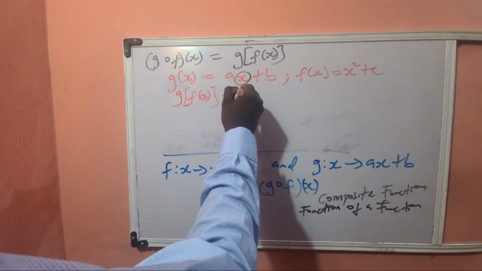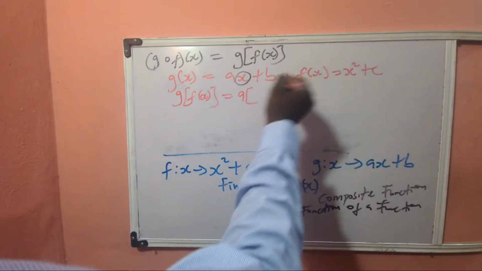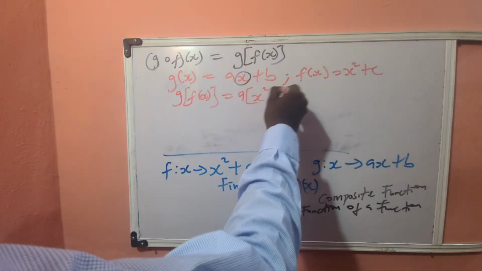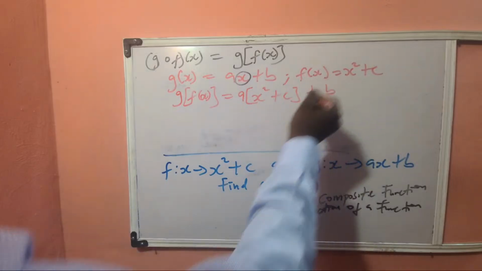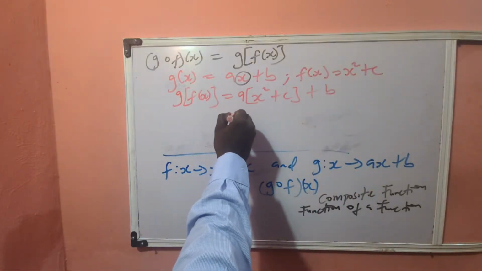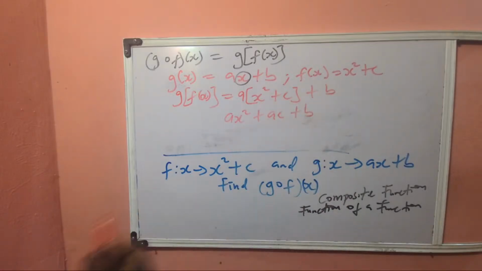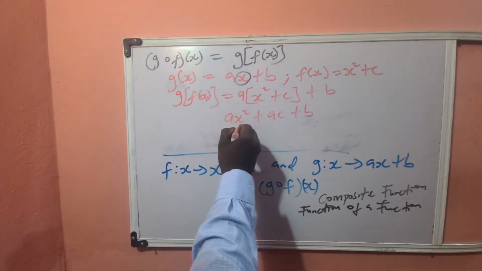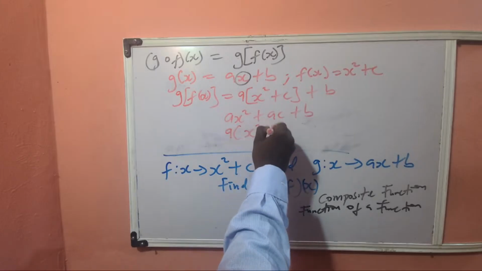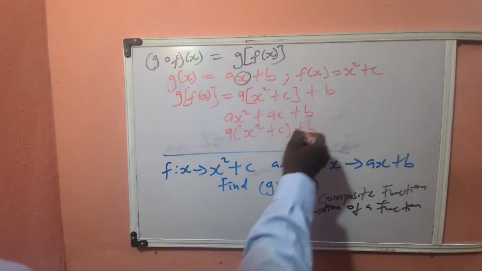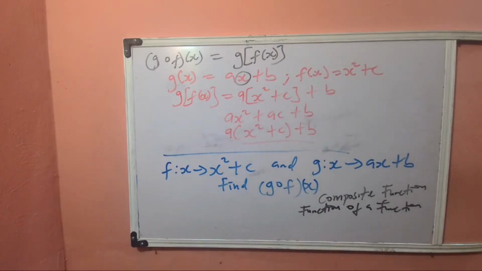We're going to be changing wherever we saw x to the whole expression for f of x. So we're going to be having a into bracket x squared plus c, then plus b. This will be ax squared plus ac plus b. And then you can have this as a into bracket x squared plus c plus b. And that is all. Very simple, very straightforward.